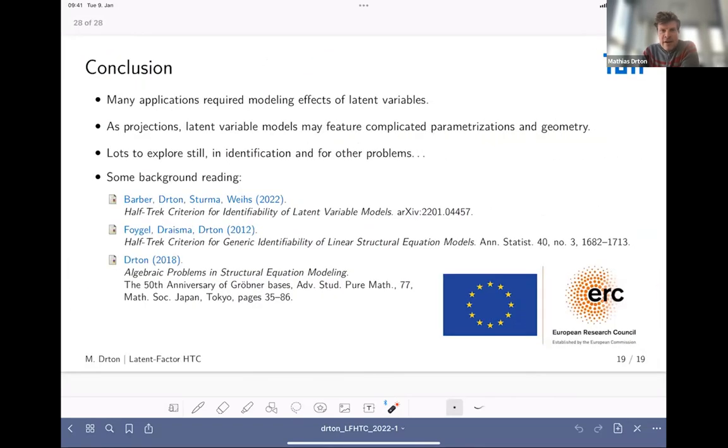And so here's my last slide, just summing it up. Latent variable modeling is of course super interesting. It's also super complicated. There are very complicated parameterizations and very complicated geometry. And I'm excited about this work because it puts us in a place of step one in a program. So now we can do in this setup all these other things people have done with latent zeros. There are many other bells and whistles people have developed for the half-trek criterion and earlier methods, and all this can be done again now here and is very interesting to pursue. And so here's the literature plus a little pointer to some more background. Okay.